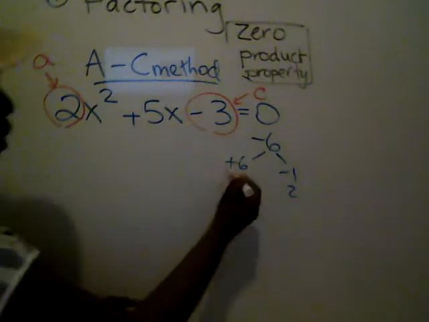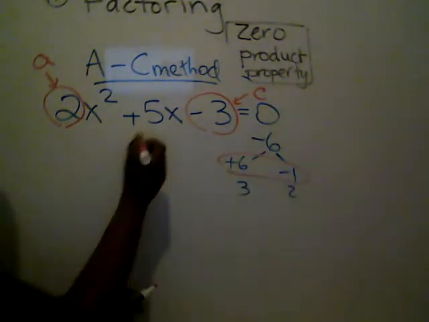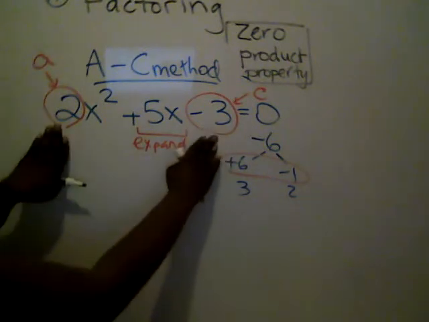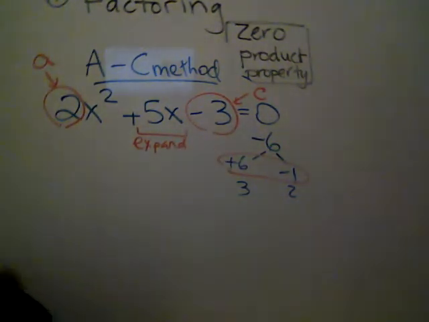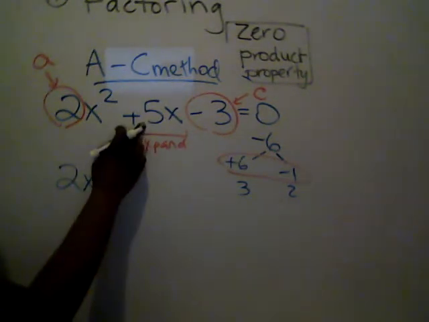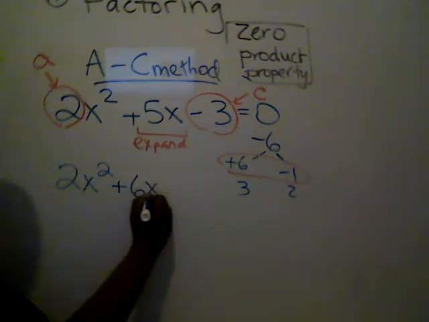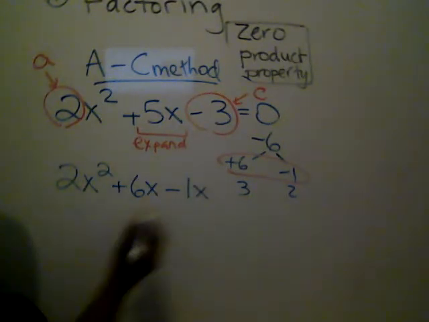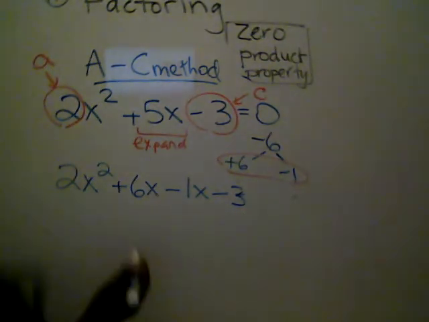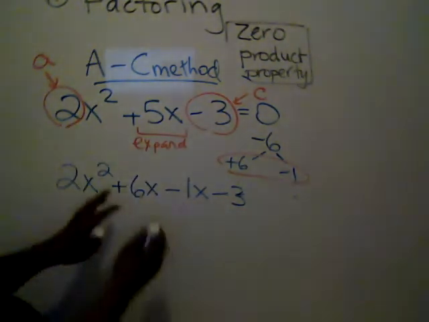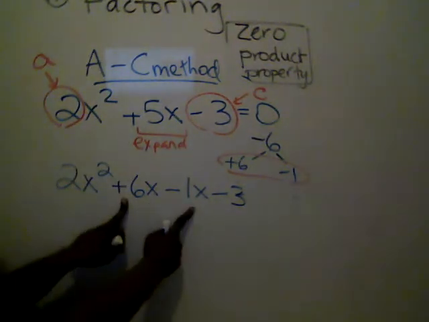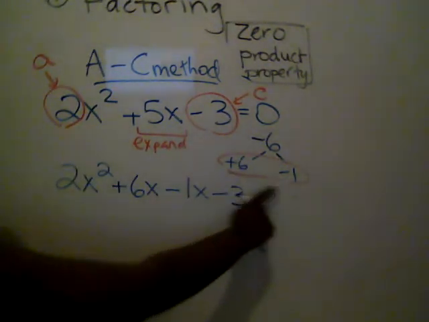Once we find the pair that will work, we're going to expand the middle part here. We're going to keep these two guys the same, but we're going to expand this. So the next step would be 2x squared, and the positive 5 came from doing 6x minus 1x. And then we bring down that minus 3. So the 2 came straight down, the negative 3 came straight down. We expanded this positive 5x to be 6x minus 1x, and that came from finding those factors there.